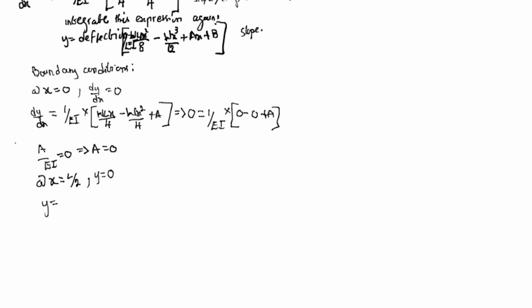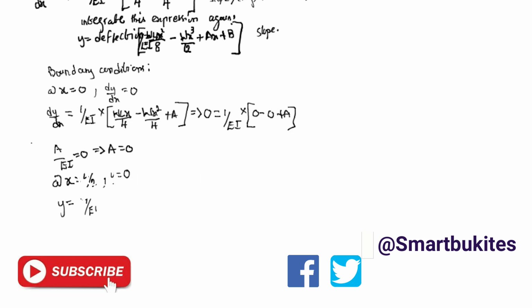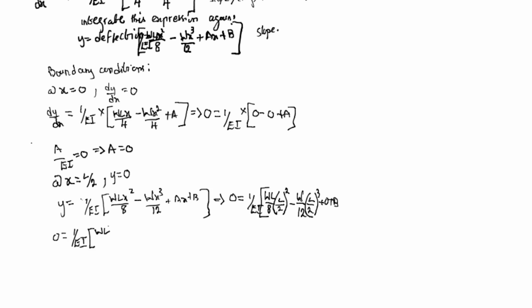Our equation says y is equal to 1 over EI into (WLX squared over 8 minus WX cubed over 12 plus AX plus B), where x is L over 2. So substituting the values of x, y, and a, knowing that a is equal to 0, we have 0 is equal to 1 over EI into (WL cubed over 2 times 2, 4, 4 times 8, 32, minus WL cubed over 2 times 2, 4, 4 times 2, 8, 8 times 12, 96, plus B).